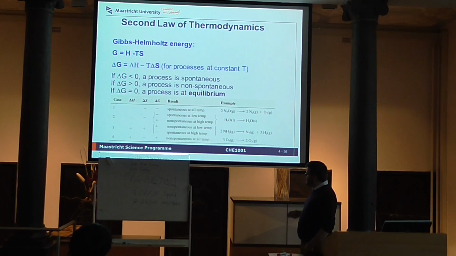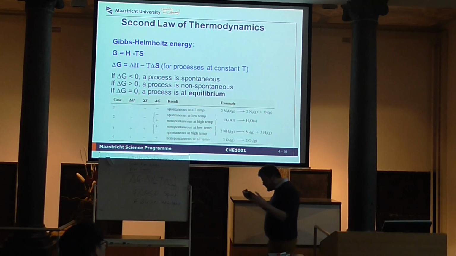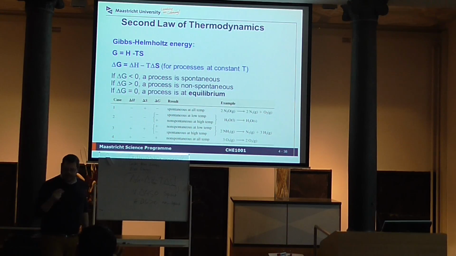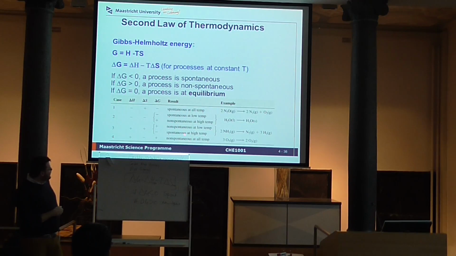Case 3, they're both positive. So in other words, we have an endothermic reaction, and delta S is positive. In other words, the system is becoming more chaotic, but the enthalpy change is endothermic. Now there again, it depends on the temperature.